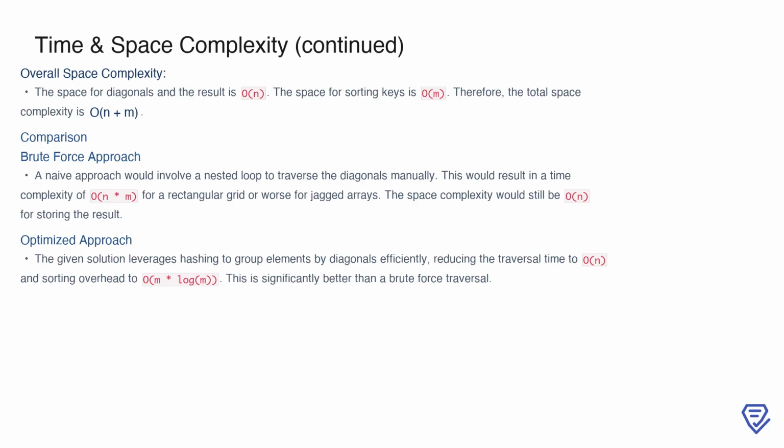In a naive method, we would manually traverse each diagonal using nested loops. For a rectangular grid, this would result in a time complexity of O(n * m), and for jagged arrays, the complexity could be even worse. However, the space complexity for the result would still remain O(n). In contrast, the optimized approach leverages hashing to group elements efficiently by diagonals, reducing the traversal time to O(n), and leaving only the sorting overhead of O(m log m). This makes the optimized solution significantly faster and better suited for handling jagged arrays.